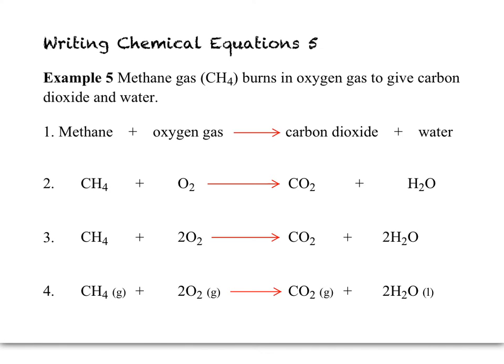Another type of chemical equation you should be able to balance are those containing organic molecules. The first example here is methane gas, CH4. This is used for heating and running some cars and buses. Example 5. Methane gas, CH4, burns in oxygen gas to give carbon dioxide and water. The word equation and the symbol equation are quite straightforward here. You should hopefully know that carbon dioxide is CO2.